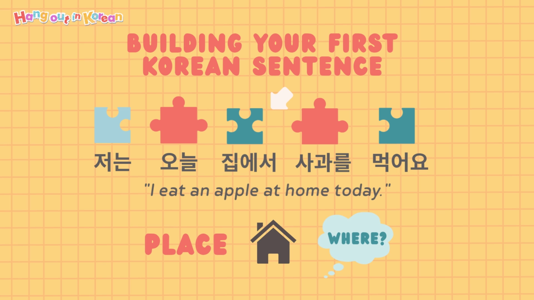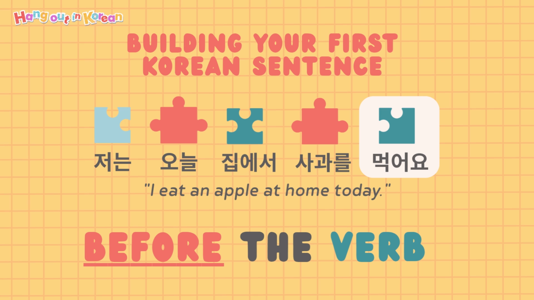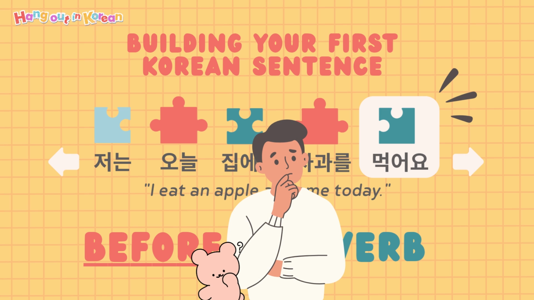Notice something important. Every time we added another piece, we placed it before the verb. The sentence became longer, but the verb never moved. This is one of the most important patterns in Korean grammar. As Korean sentences grow, the verb usually stays right where it is, at the end. Let's see if the same thing happens with a completely different sentence.